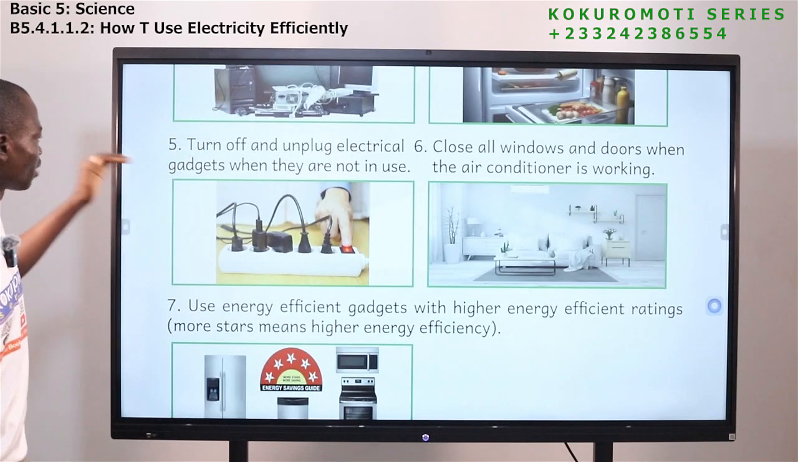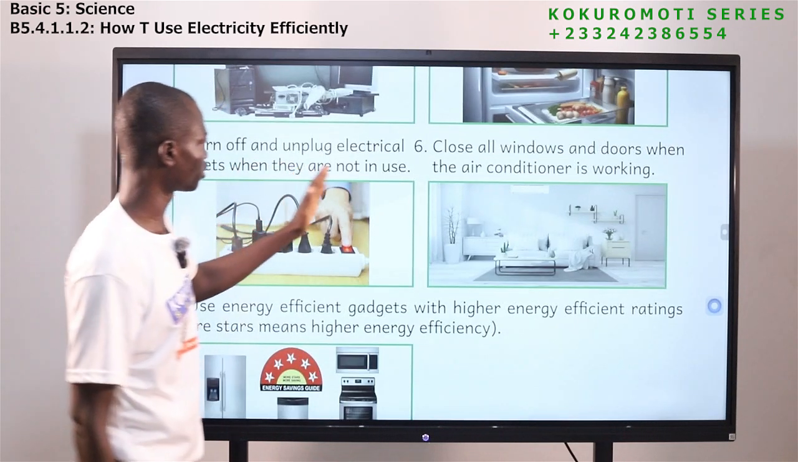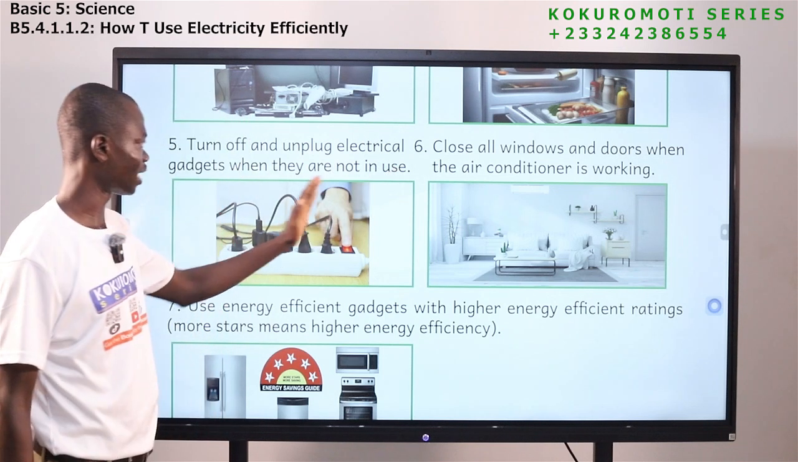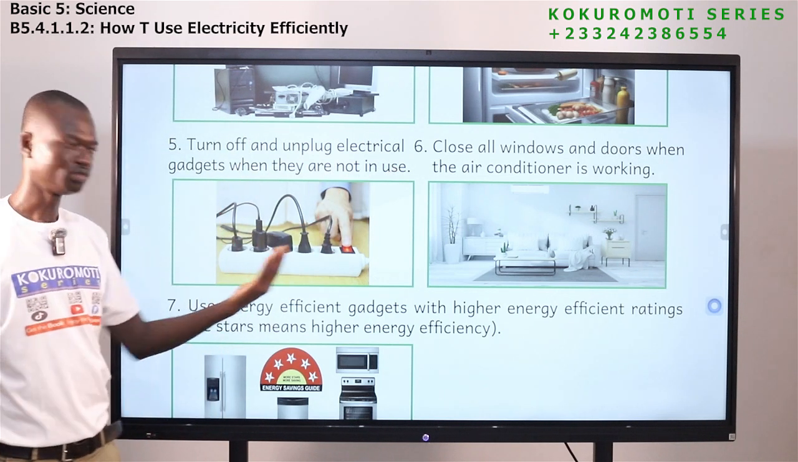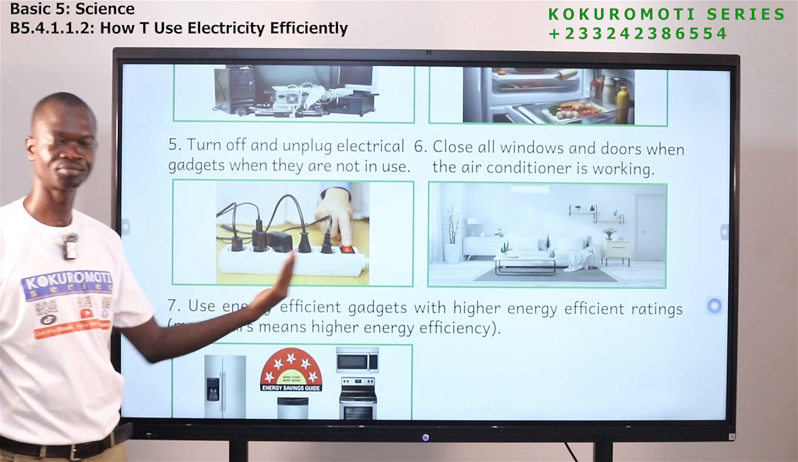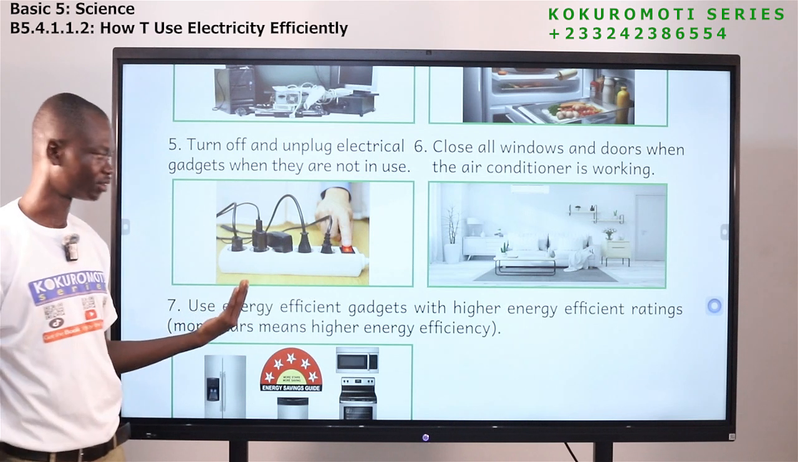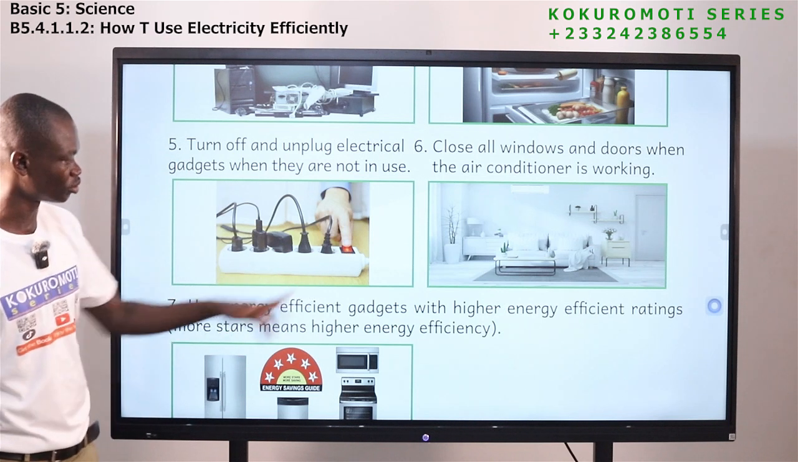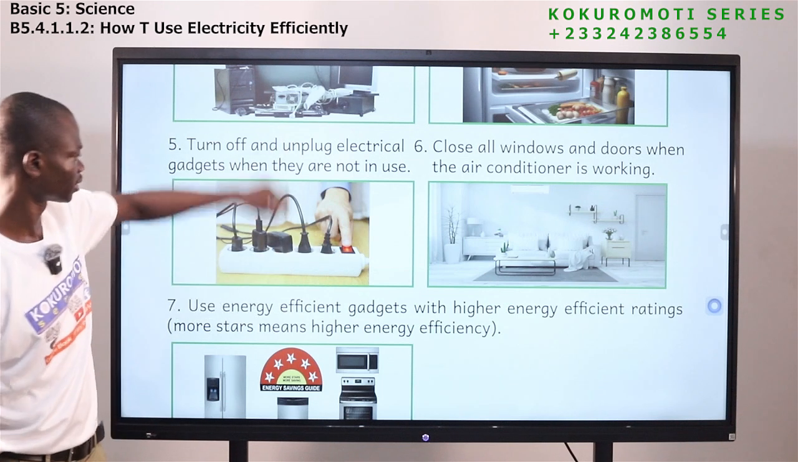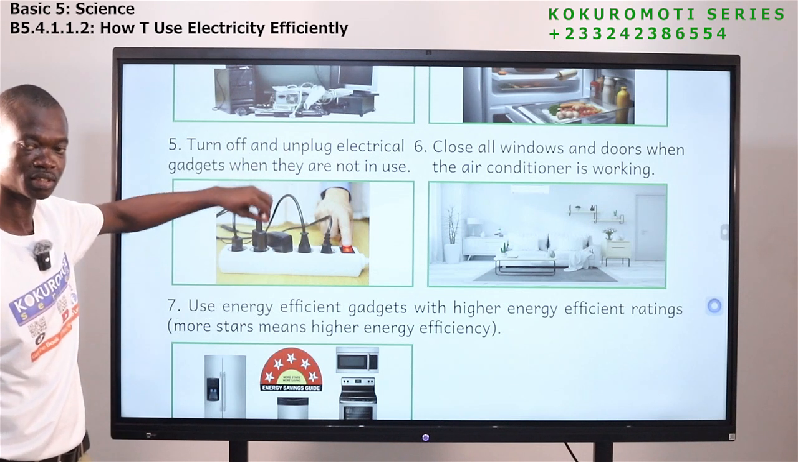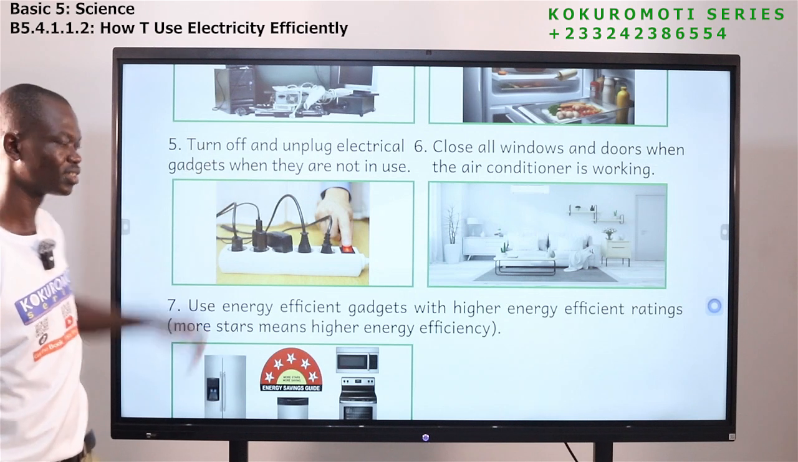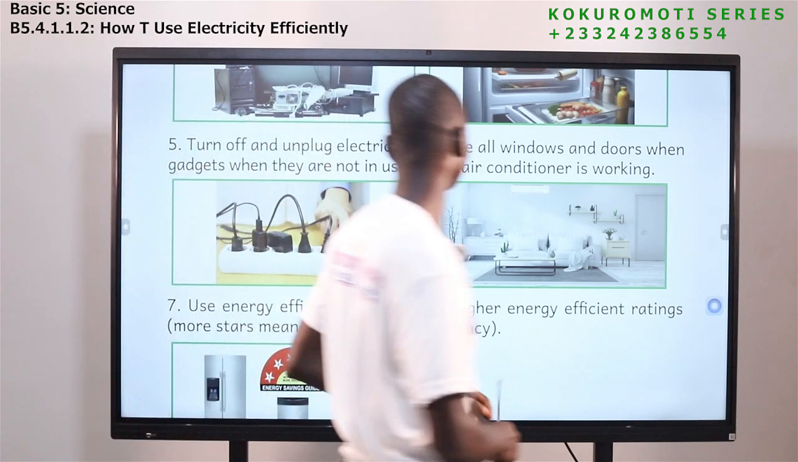Okay. So number 5, turn off and unplug electrical gadgets when they are not in use. So you see this, you are not using the fan, you are not using the iron. What you have to do is to turn it off and then unplug it. Remove them, the plugs. So if you do this, you are conserving energy.